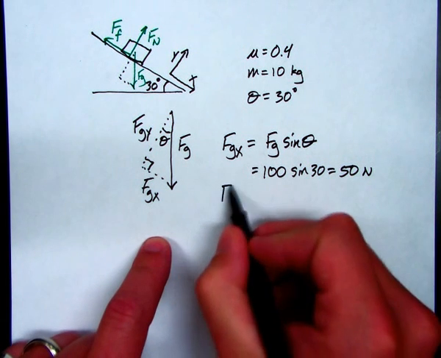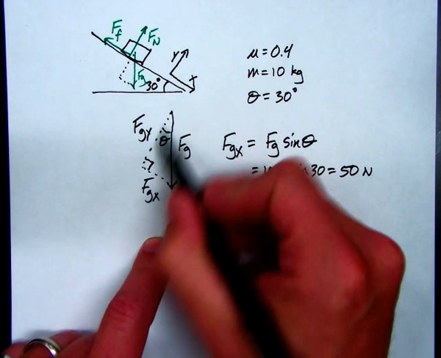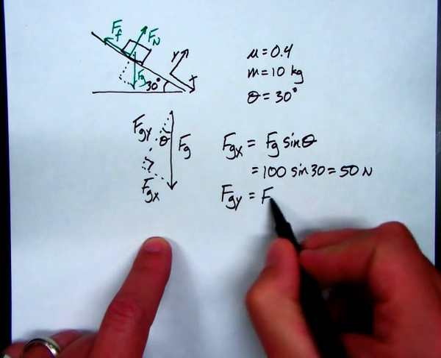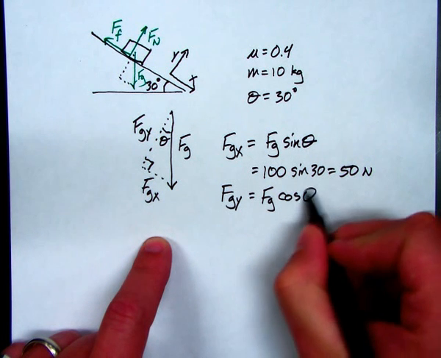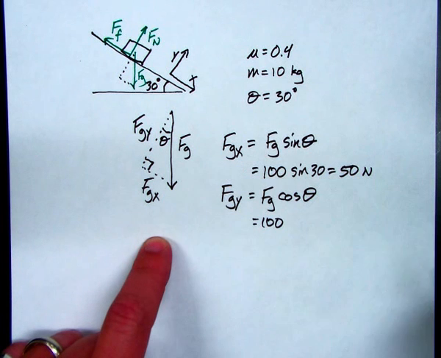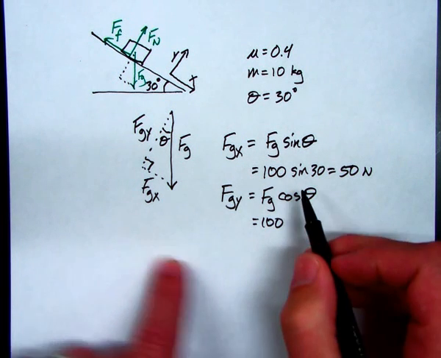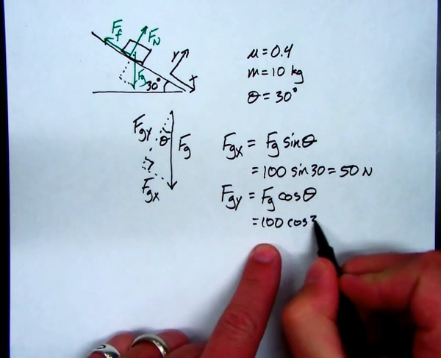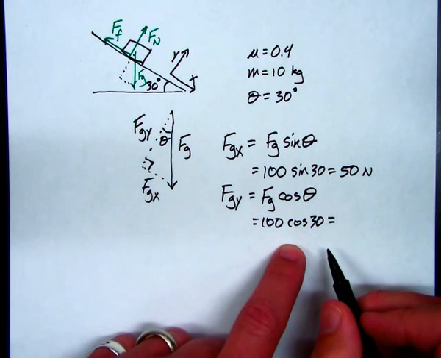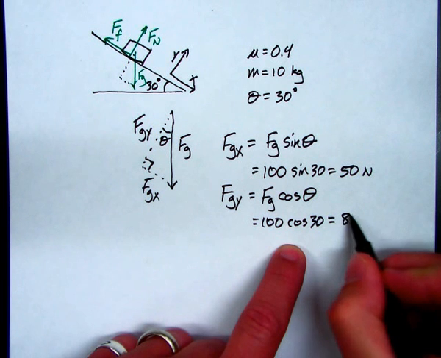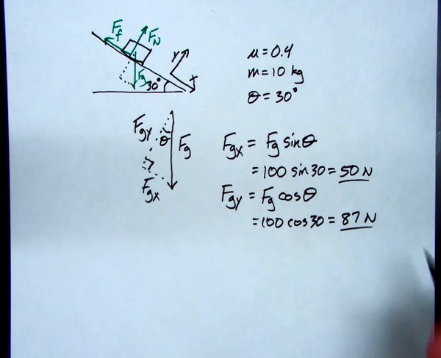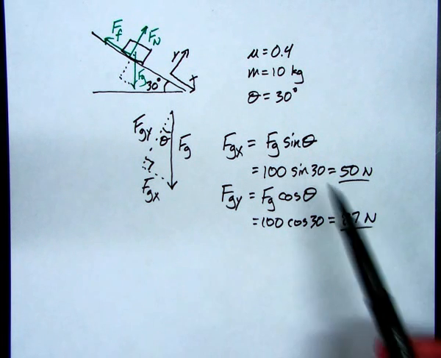And FGY, this component of gravity that's acting in our new y direction, will be the force of gravity times the cosine of the angle. So force of gravity is 10 times 9.8, or about 10, so I'm going to get about 100 there. Cosine of 30, we know that cosine of 30 degrees is 0.866, or about 0.87, so this gives me about 87 newtons.